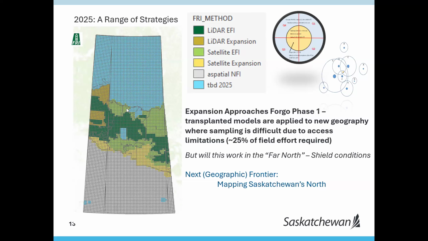On the planning side, it's kind of the unknown piece for us. The next frontier is the far north, shown in blue here. How do we do an inventory where the glacial tills of the boreal plains give way to the thin soil and exposed bedrock of the boreal shield? It's new to us. We don't have a lot of experience working in those conditions. That's where our methodological uncertainty lies.